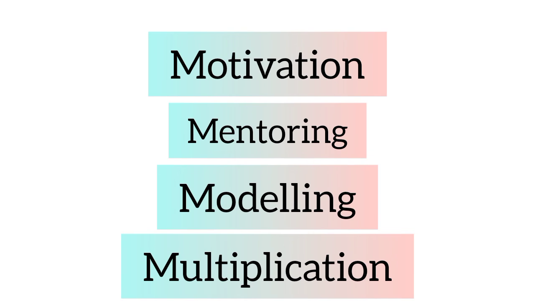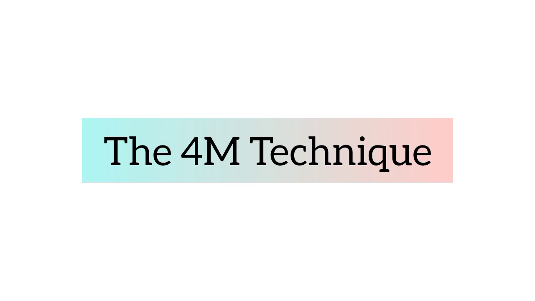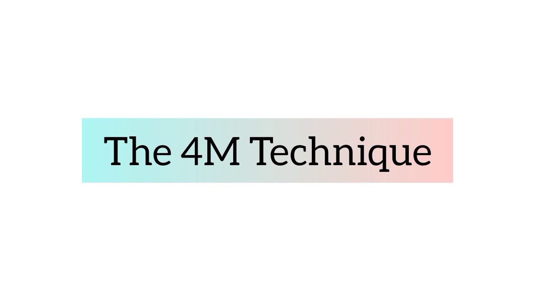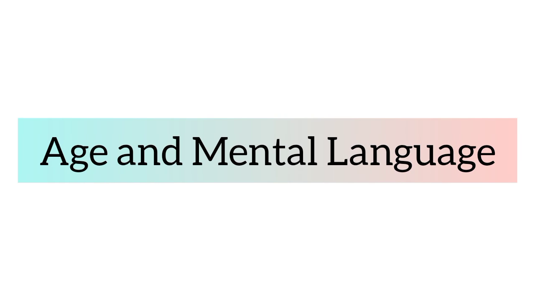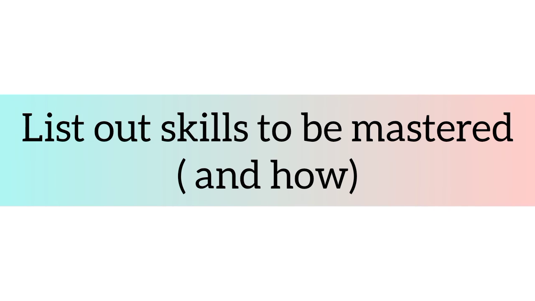Plan out how you will use those techniques that you listed out over a period of time to empower the students to improve. Then you consider the age, of course, and the mental language of the student. And lastly, you list out the skills that the student must master, and plan out how the student will master those said skills. It's not enough for you to list out those skills, but you should also plan out how the students would master those skills over a period of time.